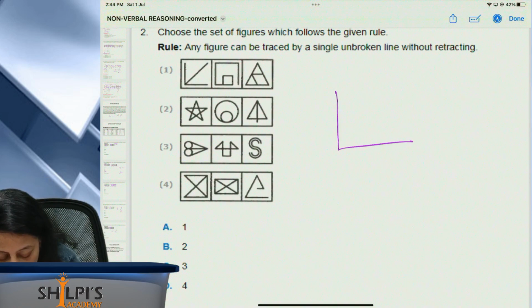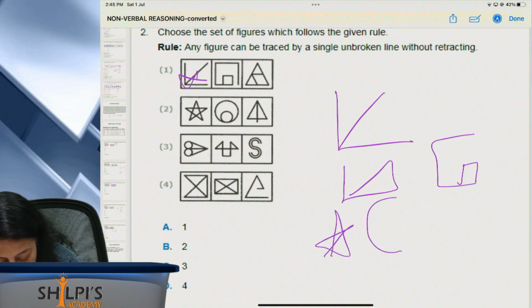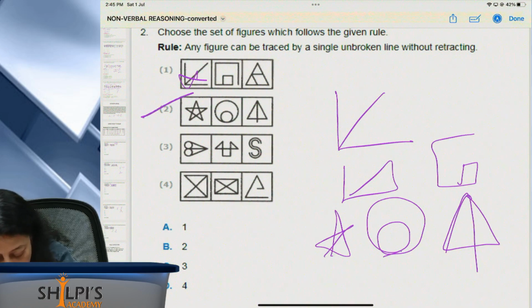If you take this figure, you have to lift your hand. You cannot draw it like this. The second figure is okay, you can draw it, but still one figure is lost. This figure you cannot draw. Let's go for the next one. This one you can draw. This one you can also draw. This one, I'm sorry, I should have started in a different place. I should have started like this, and this. So without lifting your hand you can draw this.